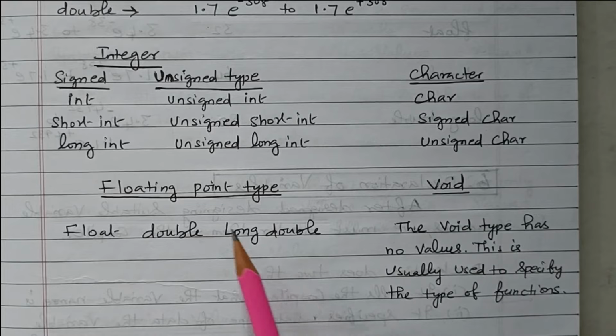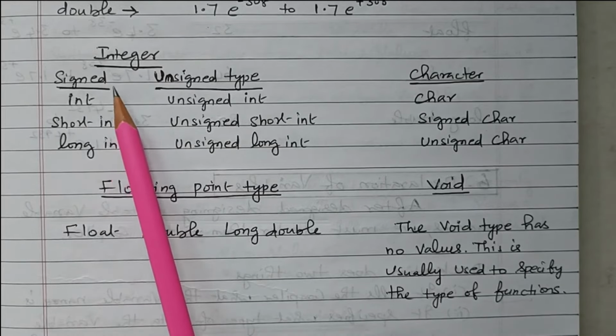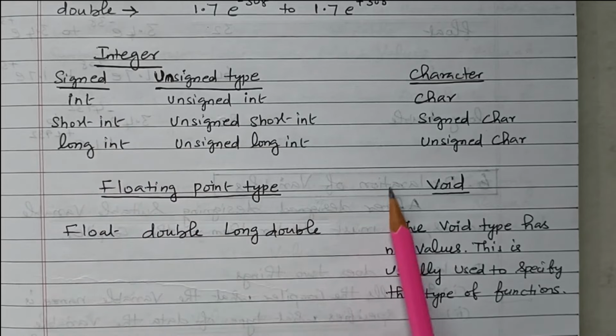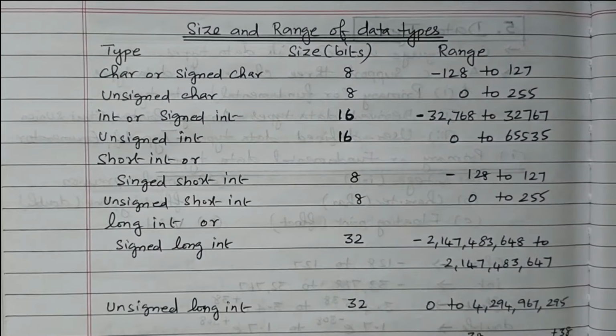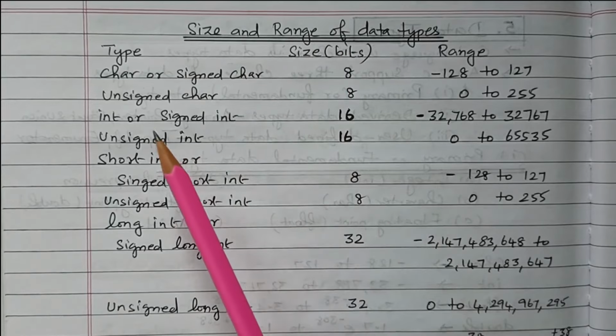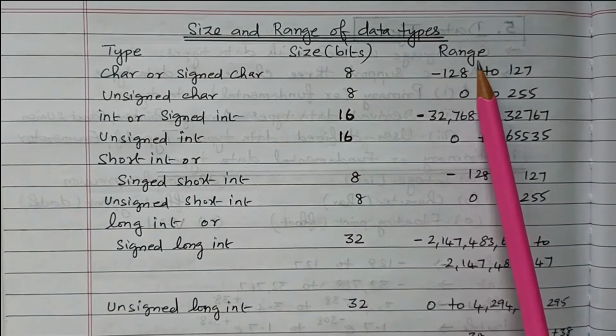Now we'll see the range of these types, integer or float. There are n number of types available, and further types are also available. Now we'll see the size and range of the data types. This is the type of data, the size in bits, and the range.